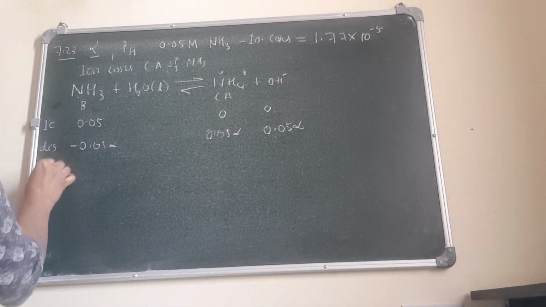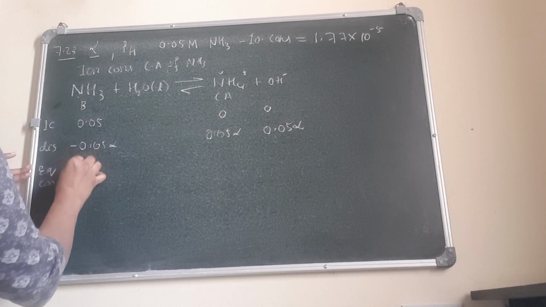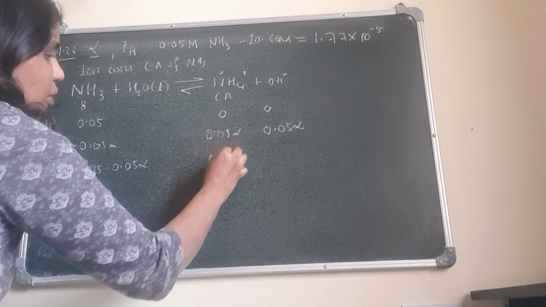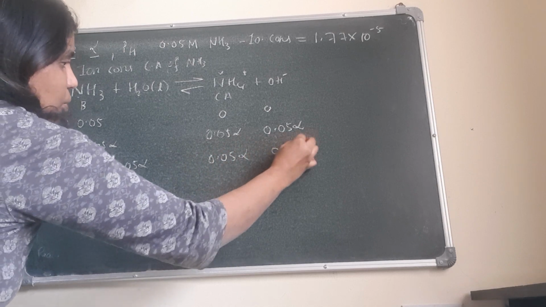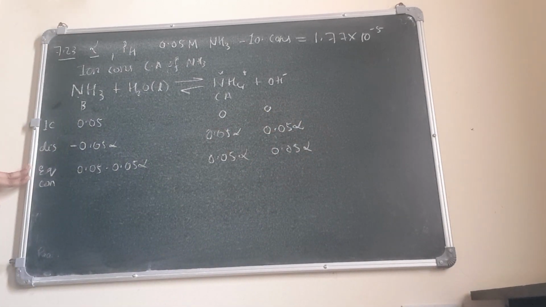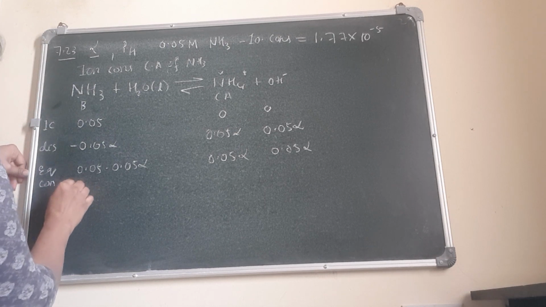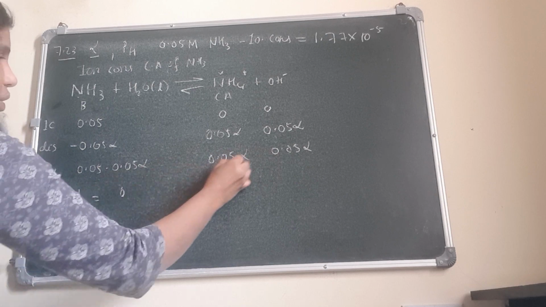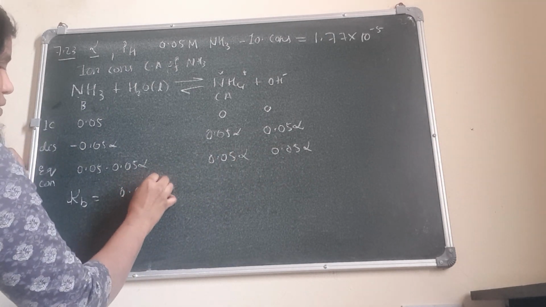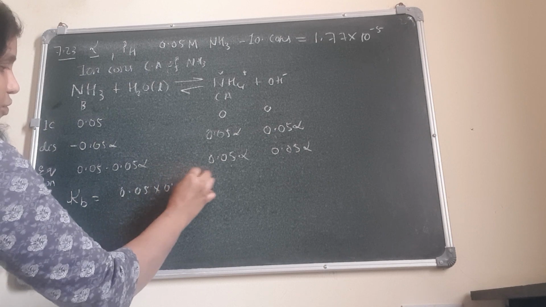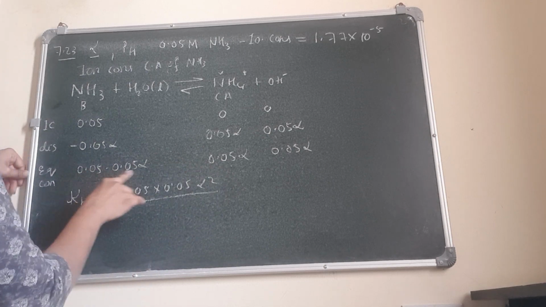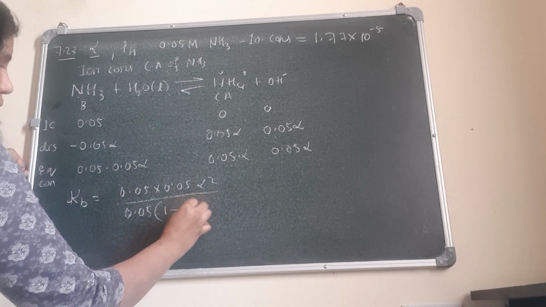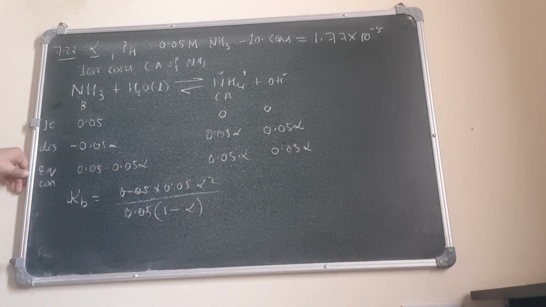So at equilibrium, what will be the concentration? 0.05 minus 0.05 alpha. This is 0.05 alpha. This is 0.05 alpha. And remember, this is a base, so it will be Kb. Kb will be the concentration of the products, so I'll write it directly: 0.05 into 0.05 alpha square by the concentration of the reactant. I will take 0.05 common, 1 minus alpha. So you can see that this is getting cancelled.